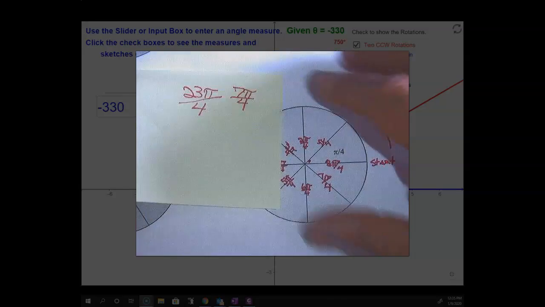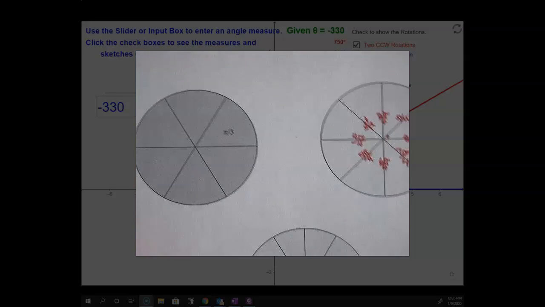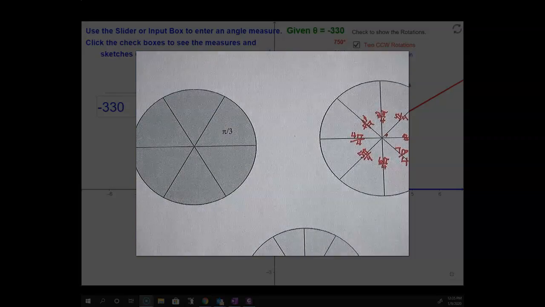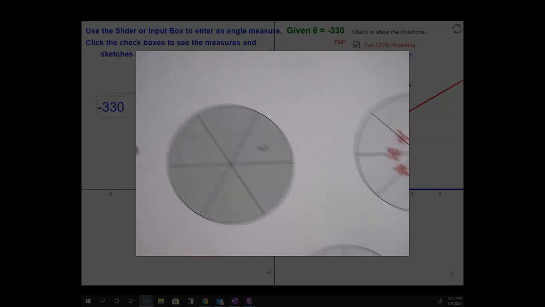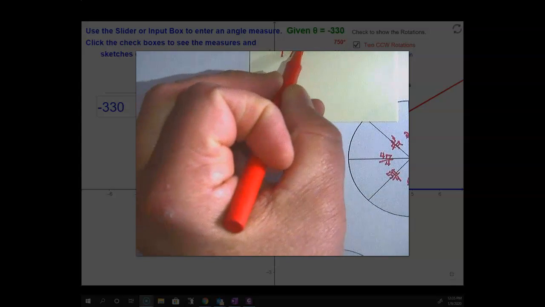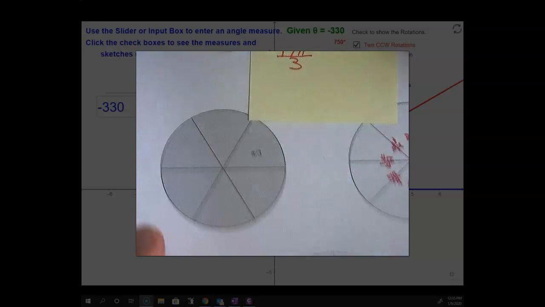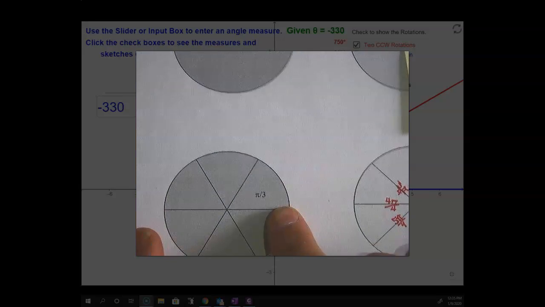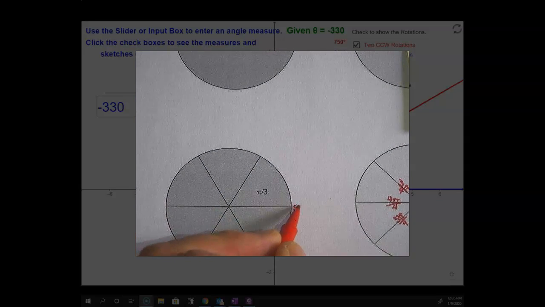Okay. All right. Let's try one with pi over 3. What would 17 pi over 3 be? If I said, what is a coterminal angle with 17 pi over 3? Okay, so here's your pi over 3's.